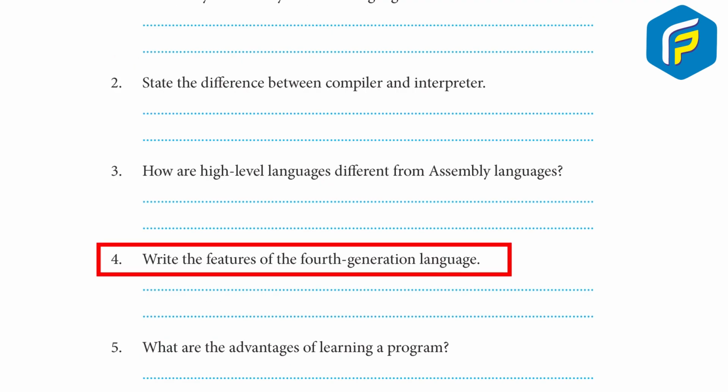4. Write the features of the fourth generation language. Answer: The features of the fourth generation language are as follows. 1. High speed of execution. 2. Highly user-friendly and designed to reduce the level of programming effort. 3. In this language, the user has to mention only the output required, while the computer regulates the sequence of instructions that will achieve those results.